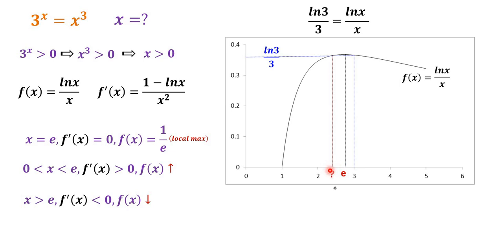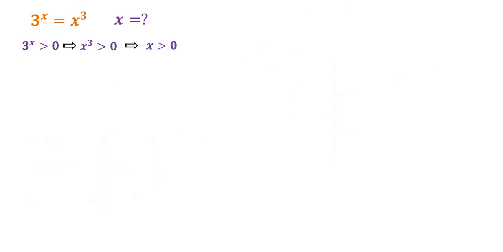So this other solution is less than e, where e is equal to 2.718 something, and it looks like 2 point something. So we're going to figure out this value. So again, we go back to the original equation. Let's take the power of 1 over 3 for both sides. We have 3 to the power of x over 3 is equal to x.